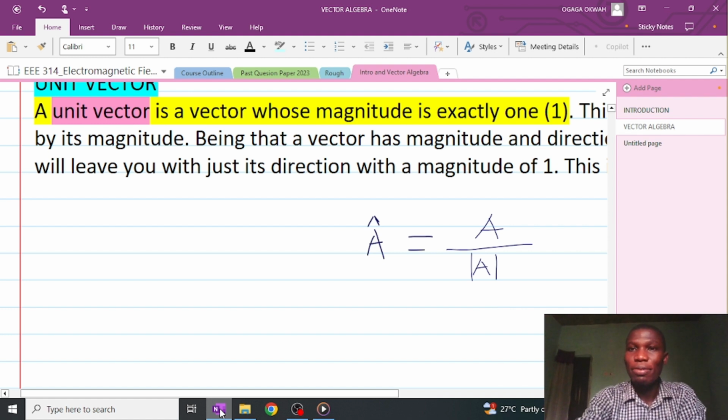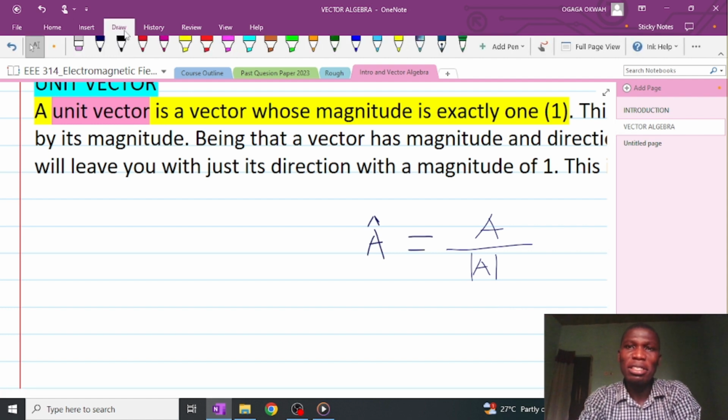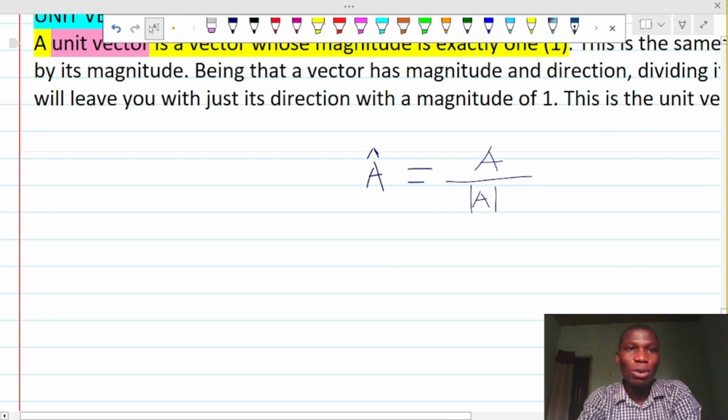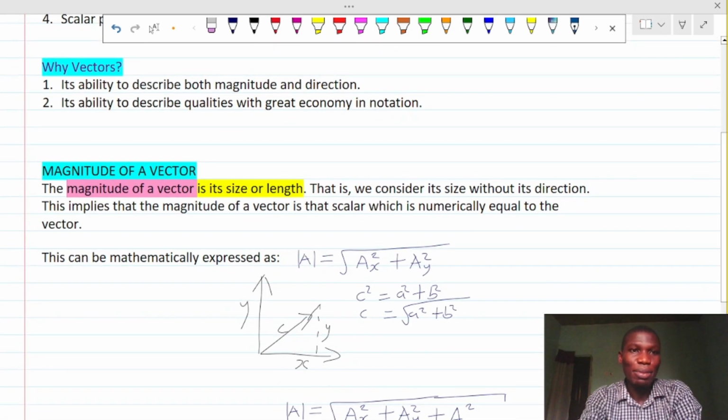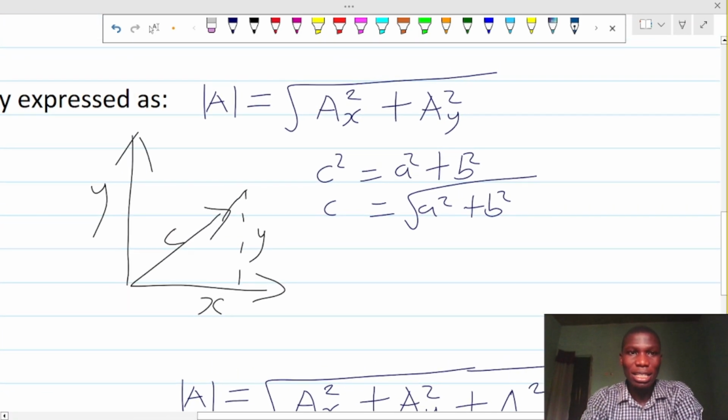So the unit vector is just a vector whose magnitude is exactly 1. In the previous video we talked about the magnitude of a vector, and we defined it and expressed it mathematically. The magnitude of a vector is just the scalar part of a vector, knowing that a vector has both magnitude and direction. So just the magnitude itself is the scalar part. For a vector whose magnitude is exactly 1, that means this expression gives us a result of 1. Okay, so that is a unit vector.